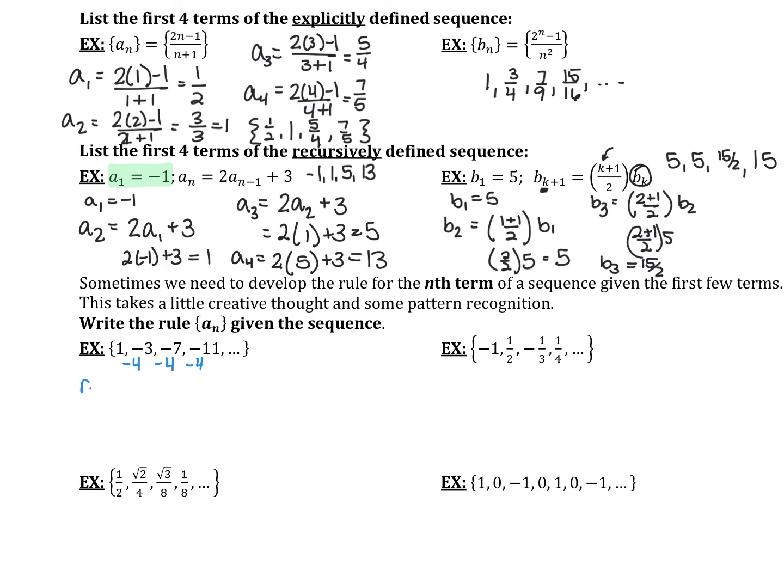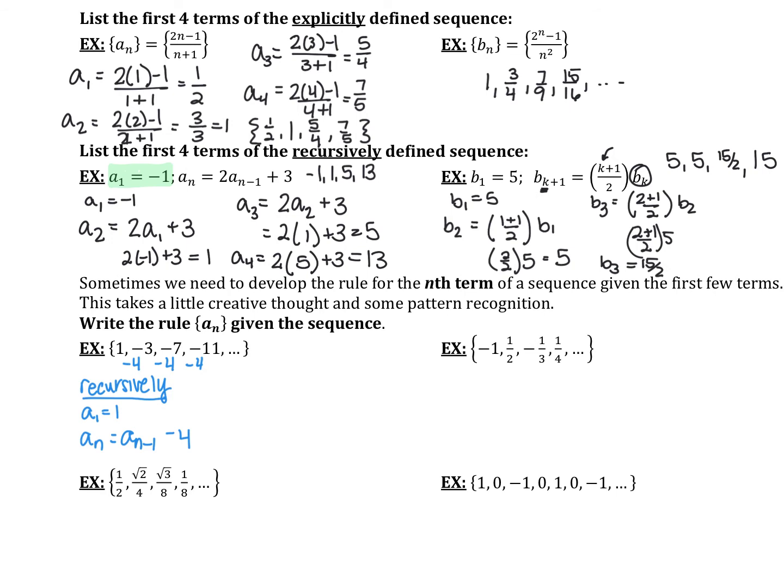So if we were to define this recursively, meaning using the term before, I would start with the fact that the first term is 1. And then I would say, from the first term, any other term, otherwise known as a sub n, equals the term before it, so a sub n minus 1, one less than the one we had, minus 4. I'm just taking 4 away from any of the terms before it. This would be defined recursively.